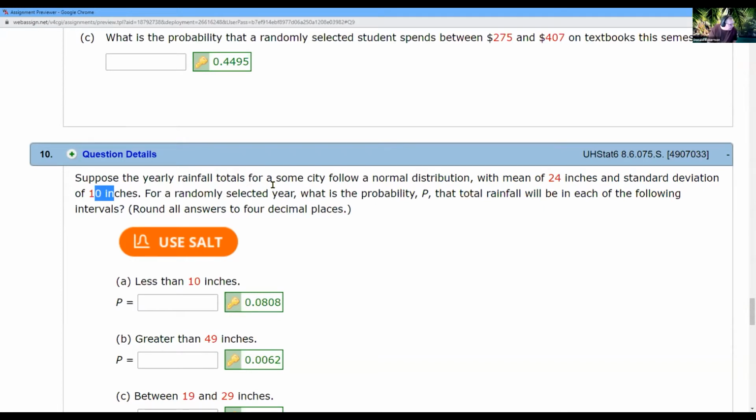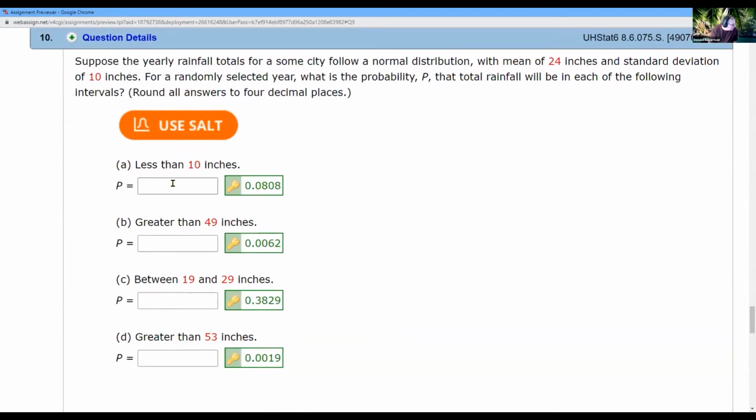For a randomly selected year, what's the probability that the total rainfall will fall in these regions? So you want less than 10, bigger than 49, or between these two numbers. And I've got those darn answers on again, but I guess that way I can check I did it right. Okay, suppose you want to know what percentage of the years would you get less than 10 inches? So you hit SALT.